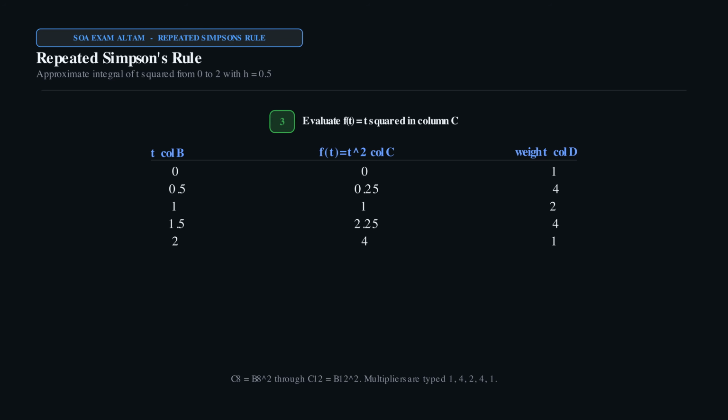Column C is just t squared: 0, 1/4, 1, 2 and 1/4, 4. Column D holds the Simpson multipliers 1, 4, 2, 4, 1. Ends get 1. Odd interior nodes get 4. The even interior node gets 2.